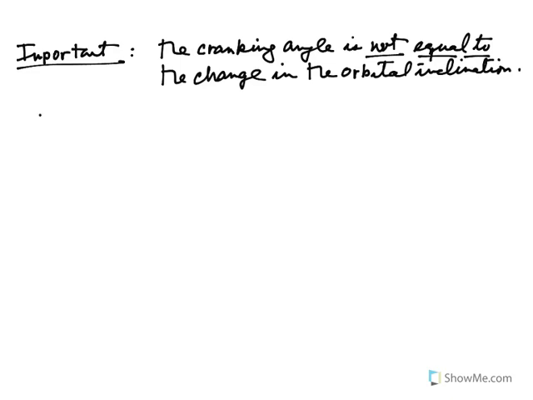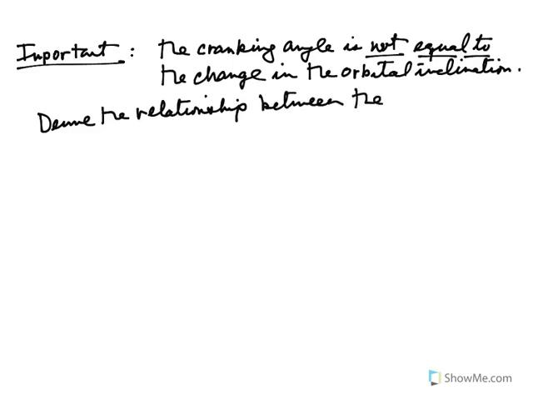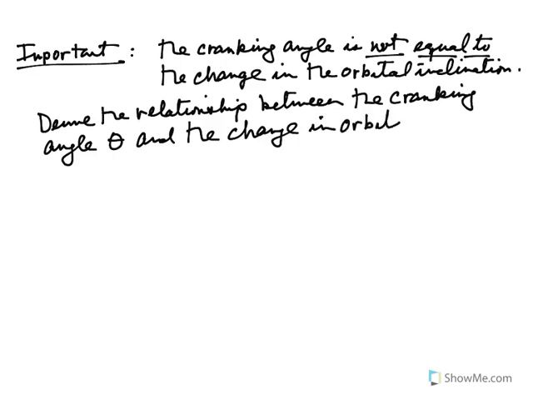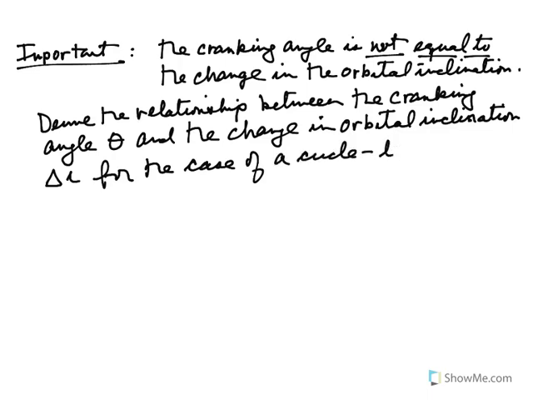So what we're going to do now is derive the relationship between the cranking angle theta and the change in orbital inclination delta I for the case of a circle to circle orbit rotation.